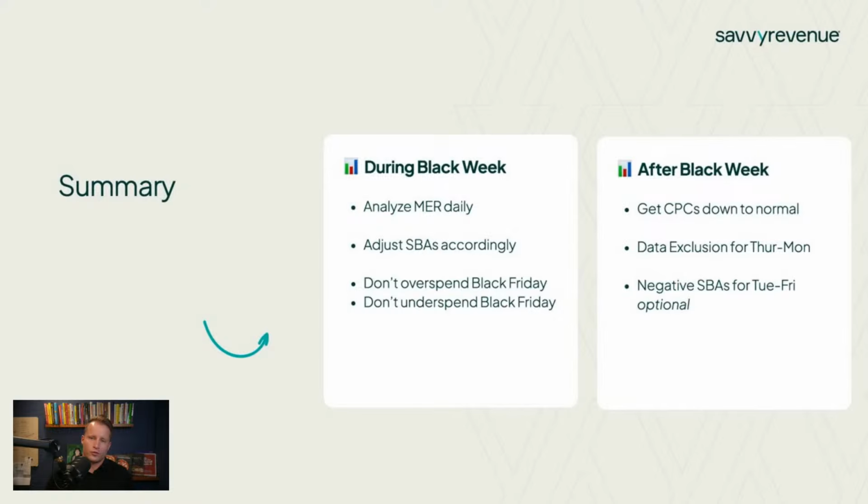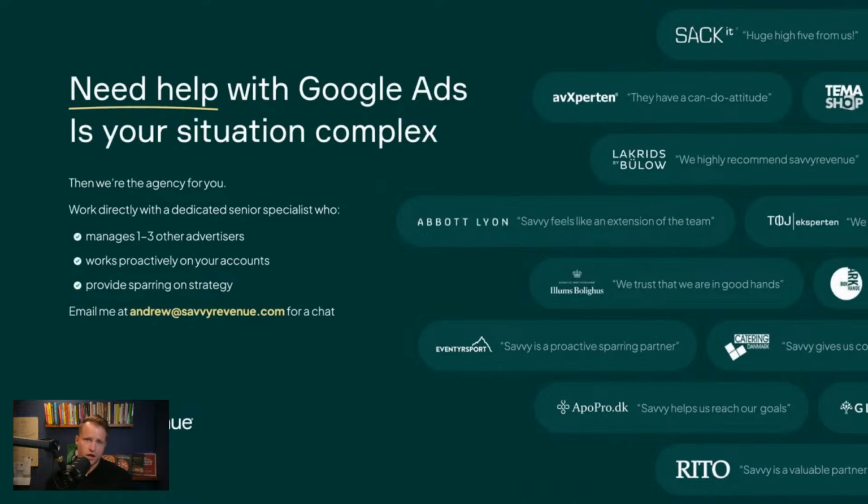And then after Black Week, get CPCs down to normal. Get some data exclusions in for Thursday to Monday, maybe even the entire week if it's an exceptionally good week. Get negative SBAs for Tuesday to Friday. It's a little bit more optional. I would say we'll always do it at Savvy, but we're also really attentive to whether or not CPCs go up afterwards. So that's it for me.